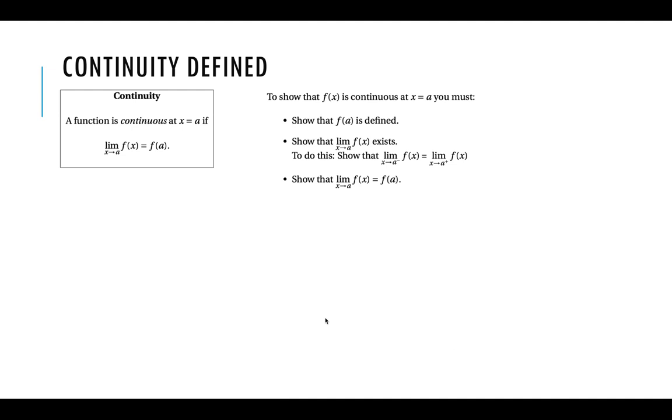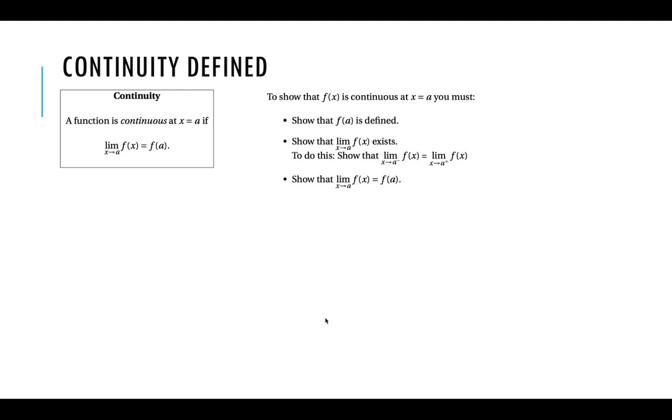We've talked about continuity in a very informal way, and now we're going to define it formally. A function is continuous at X equals A if the limit as X approaches A of F of X is equal to F of A. So to show that F of X is continuous at X equals A, you must show that F of A is defined. So you need to find that value.